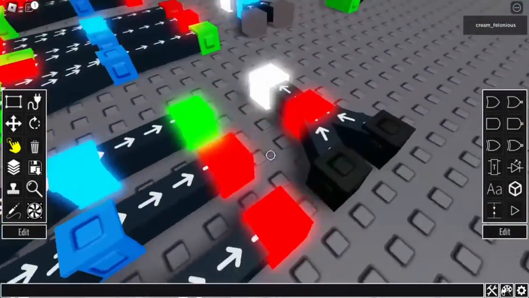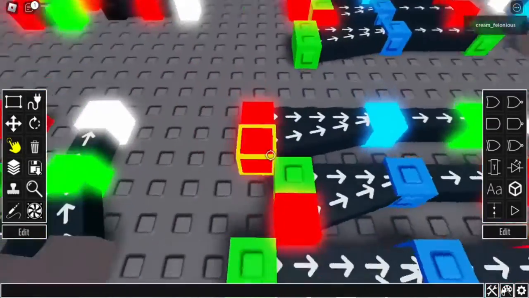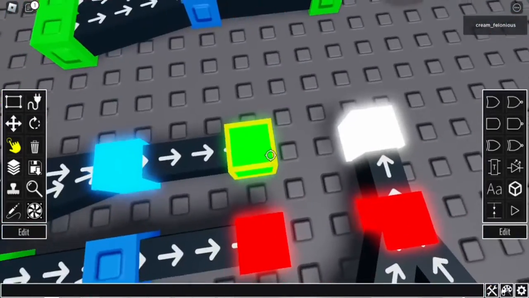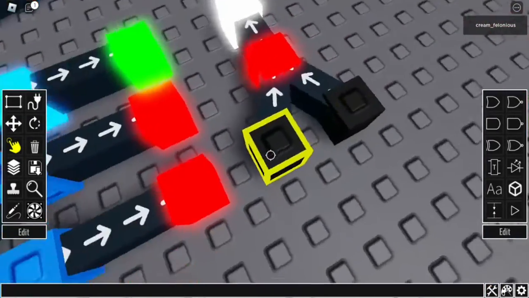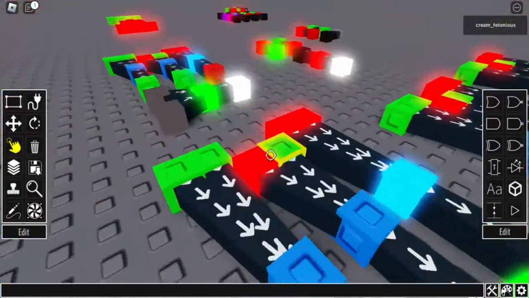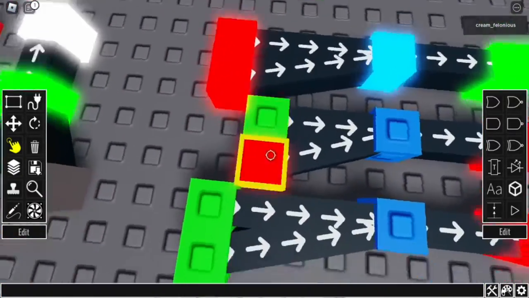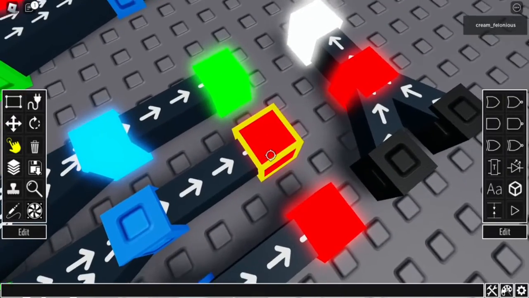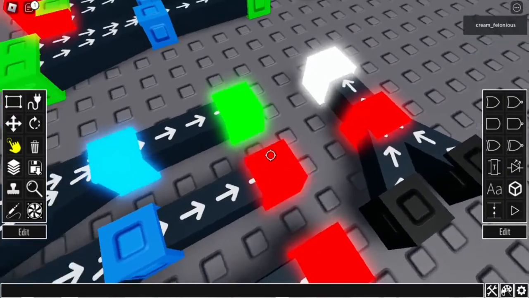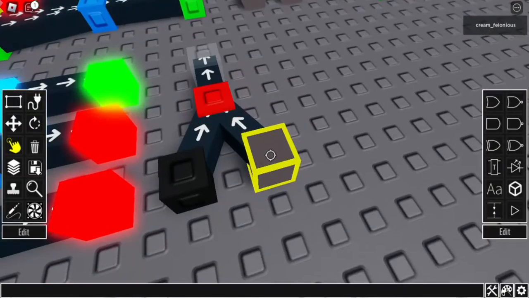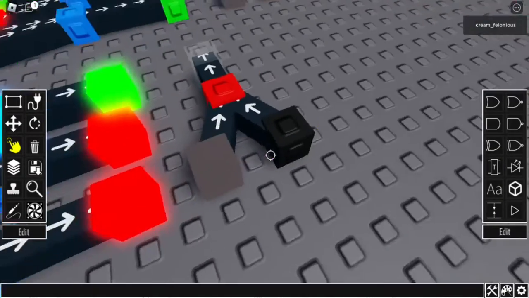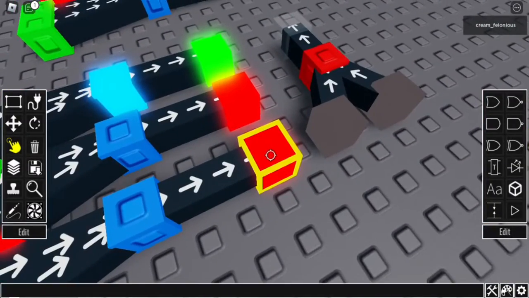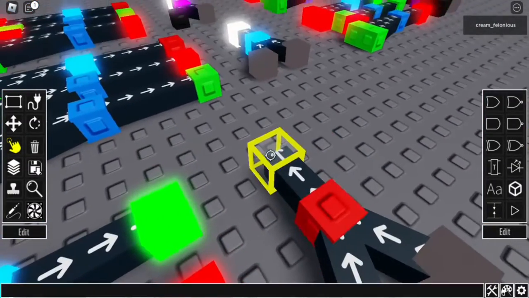Now for the NOR gate, which is this, if both inputs are off, the output will be on. As you can see, both inputs are off, the output is on. If at least one input is on, then the output will be off. So we turn one of these on, it's off. And if we turn both of them on, the output would still be off, like here.